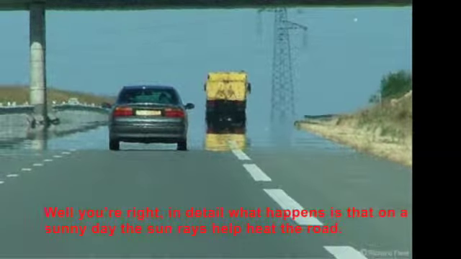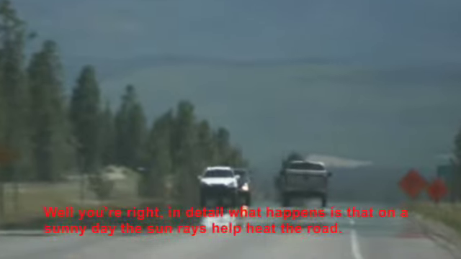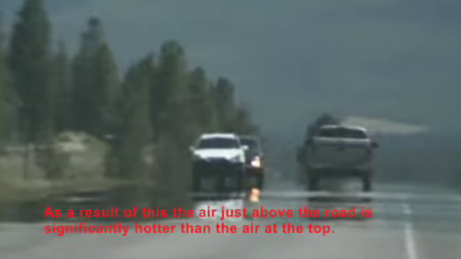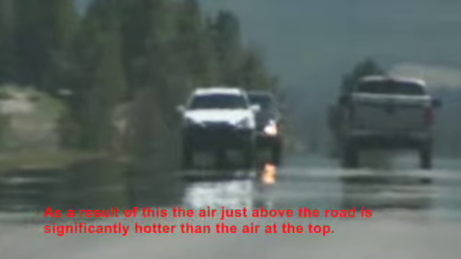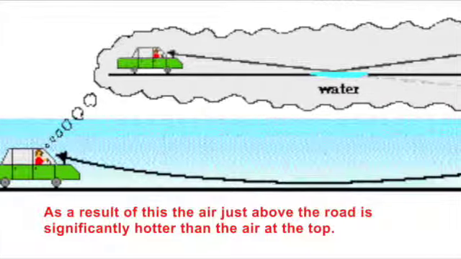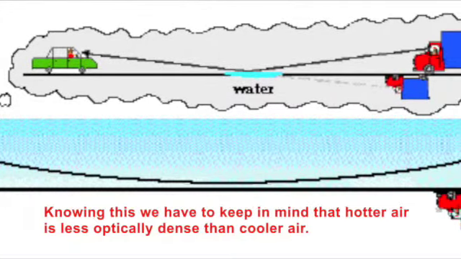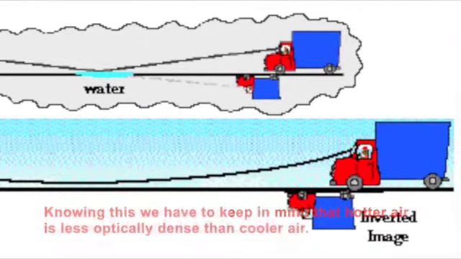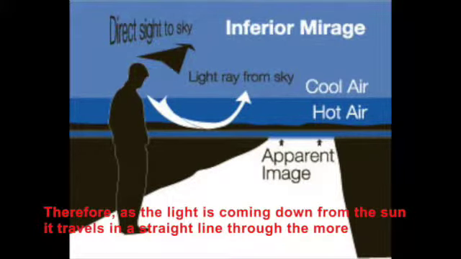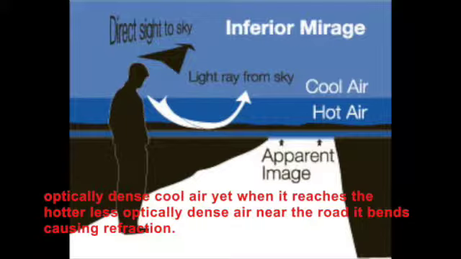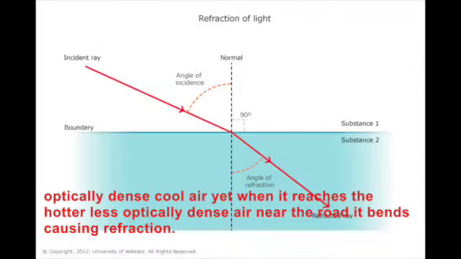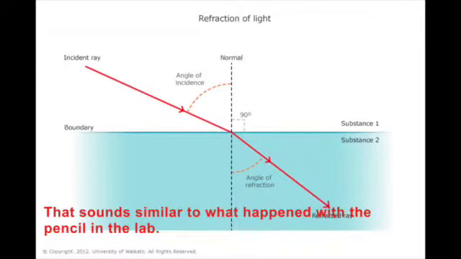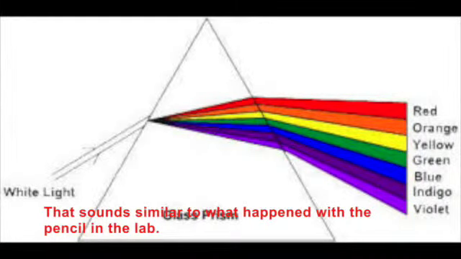Well, you're right. In detail, what happens is that on a sunny day, the sun rays help heat the road. As a result of this, the air just above the road is significantly hotter than the air on top. Knowing this, we have to keep in mind that the hotter air is less optically dense than the cooler air. Therefore, as the light is coming down from the sun, it travels in a straight line through the more optically dense cool air, yet when it reaches a hotter, less optically dense air near the road, it bends, causing refraction. That sounds similar to what happened with the pencil in the lab.